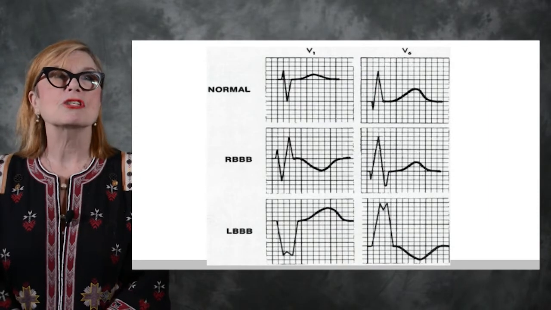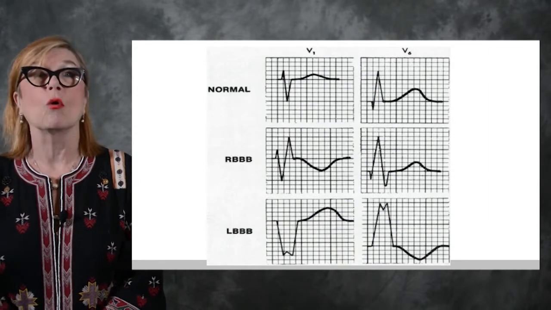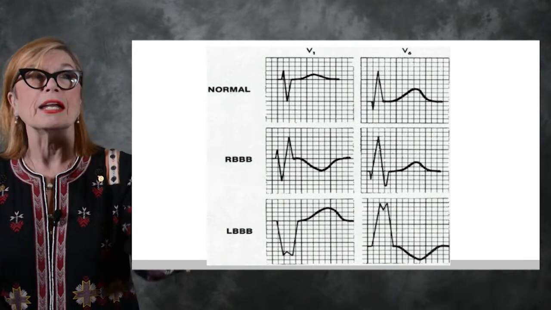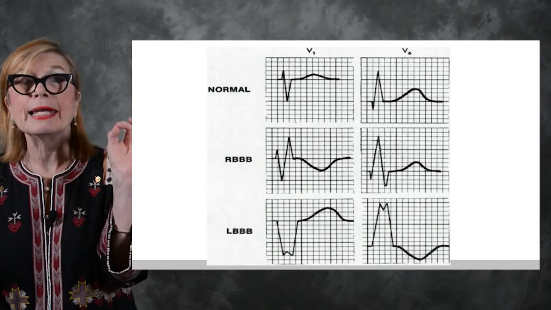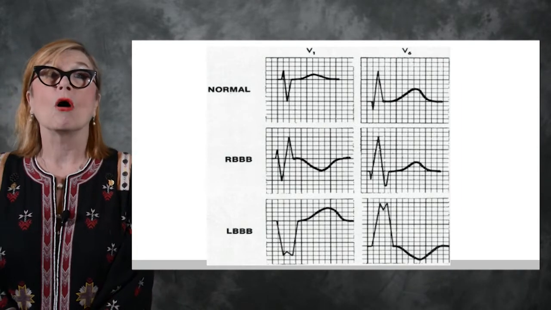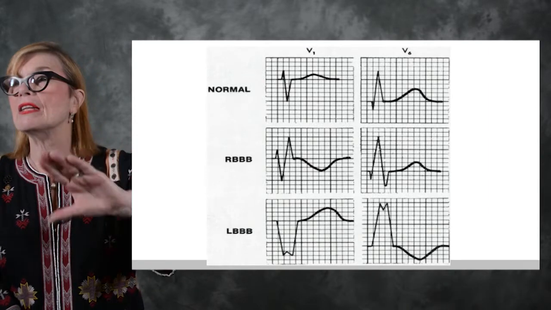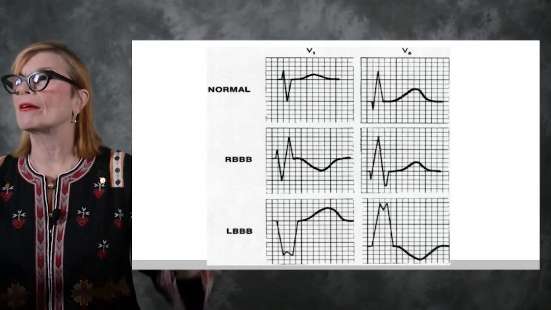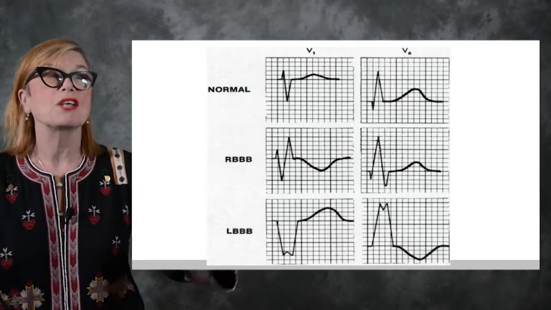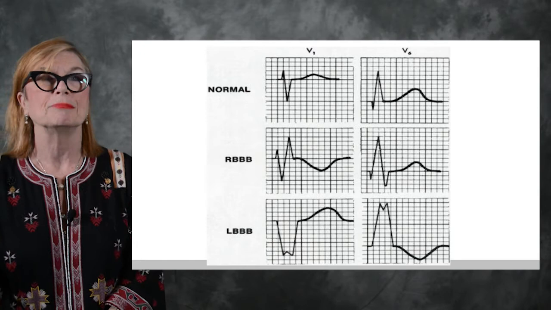Okay, so now we just look at comparative analysis of normal. Normal V1, tiny r, and big S. Normal V6, small q, big R. And you can see they are upside down from each other. They're exact replicas of the upside down electrical depolarization.